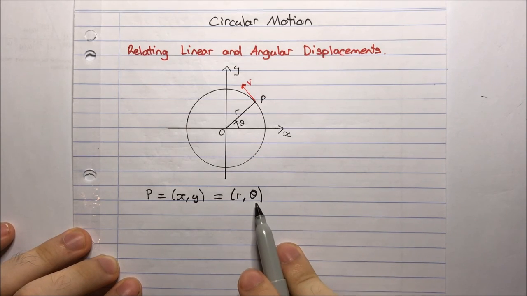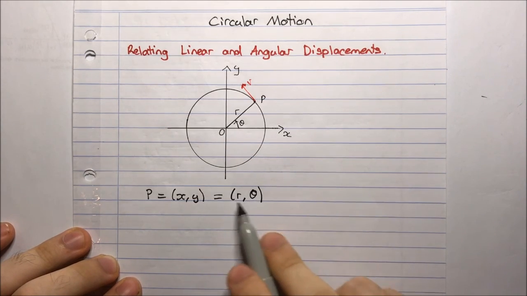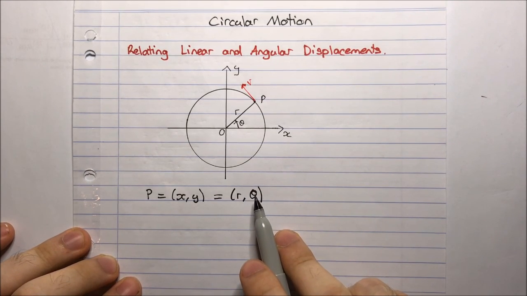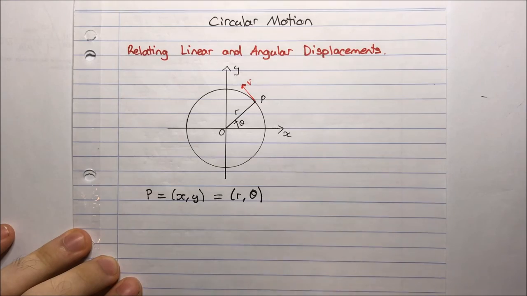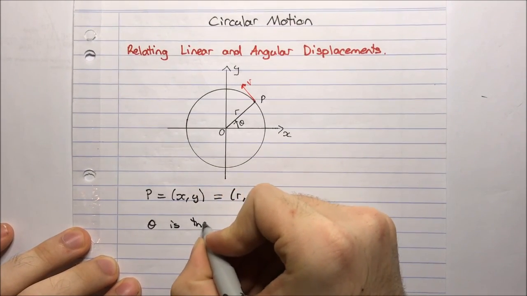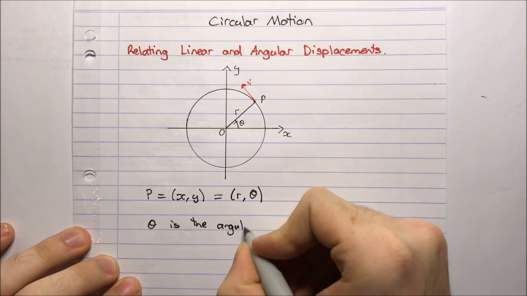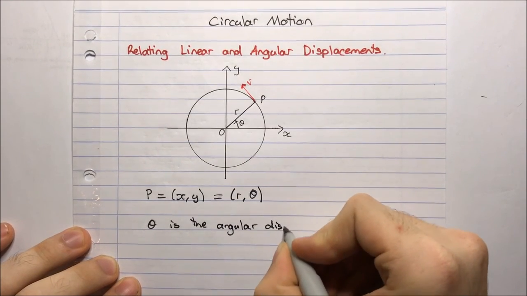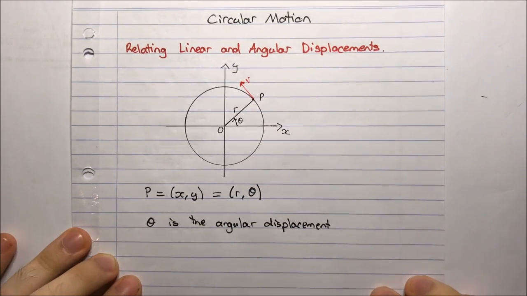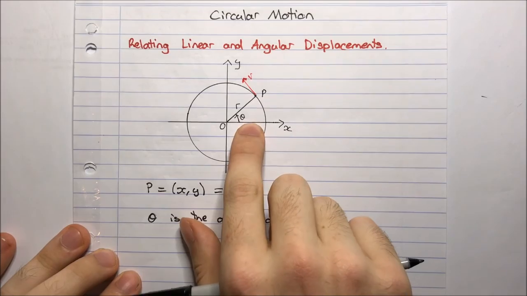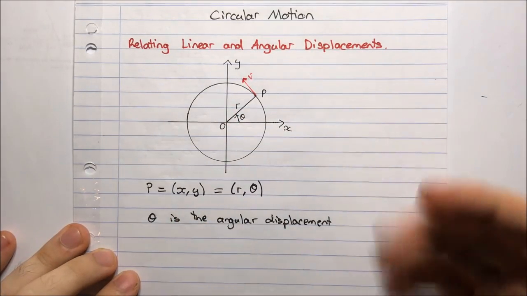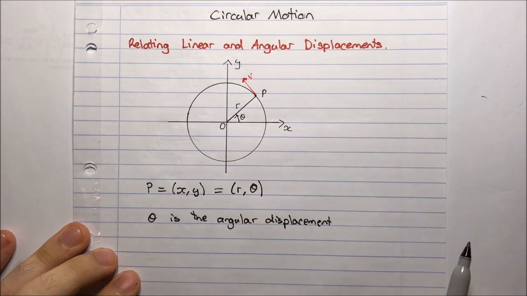Now, if we define it in terms of r comma theta, which is called the polar representation or polar coordinates, then theta is the angular displacement. So it's just the amount that the particle has moved from its starting position, which is what a displacement is, but we're just measuring it in terms of theta.